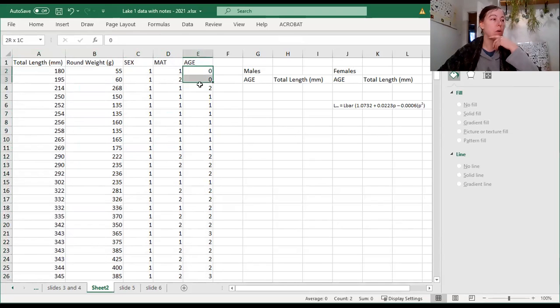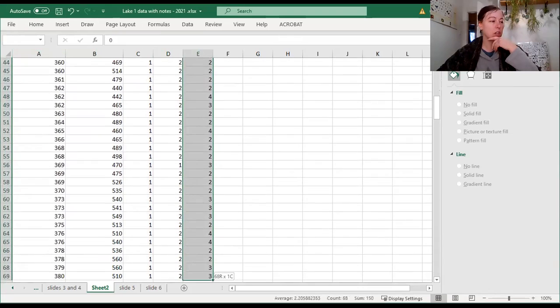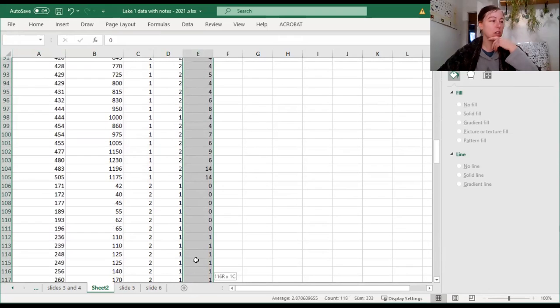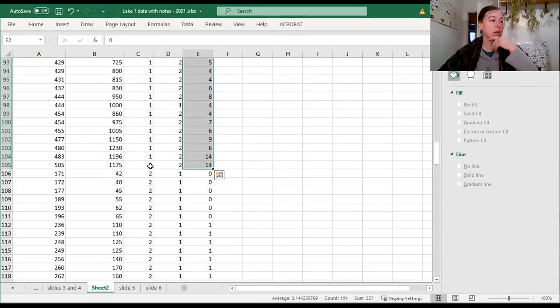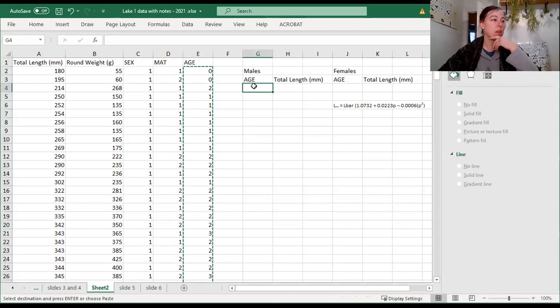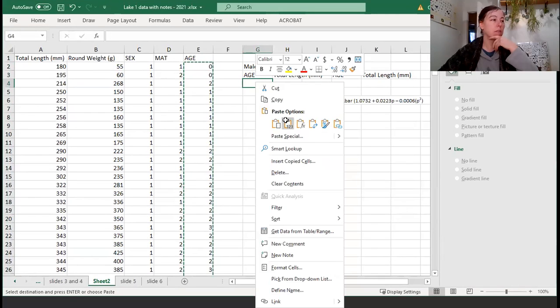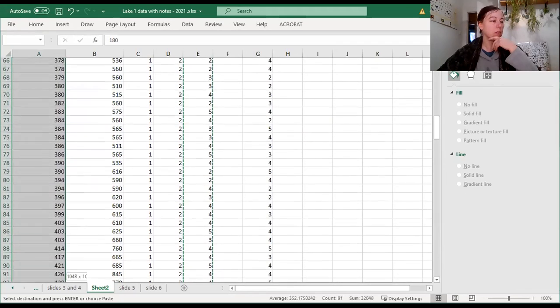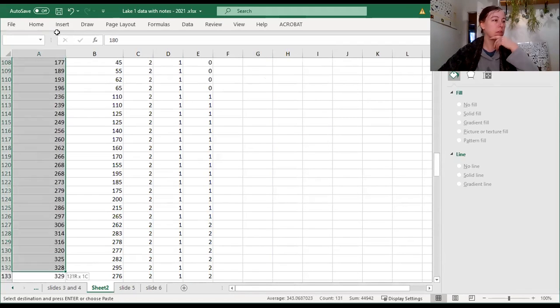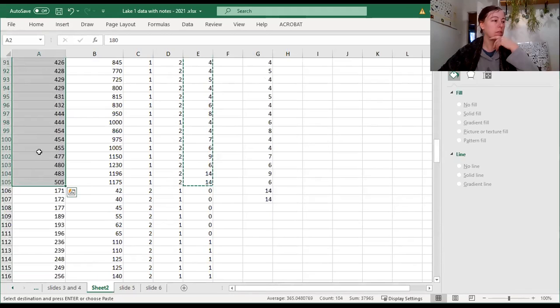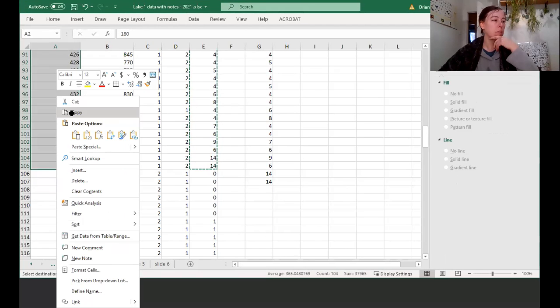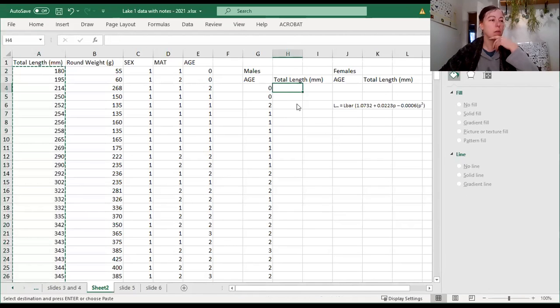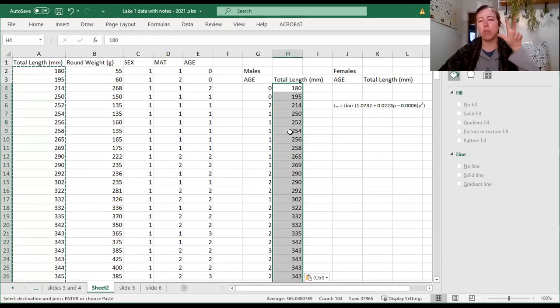That means we can grab all of the males' age, so to one, copy, paste, and I want all their lengths. Oh, too far. Copy. I always paste the number. If you do just Control C, Control V, that works too.